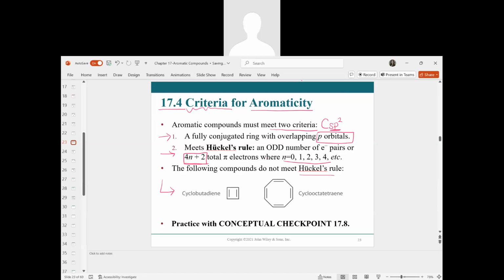For example, in cyclobutadiene, we see 2 pi electrons over here, another 2 pi electrons here, so we have a total of 4. This is 4n pi electrons, but not a Huckel's number of 4n plus 2. Over here, we would have 2, 4, 6, 8 pi electrons. Once again, for an n of 2, this is 4n, so 8 pi electrons, which is not a Huckel's number either. So both of these would be considered not to be aromatic compounds because they fail the second criterion.